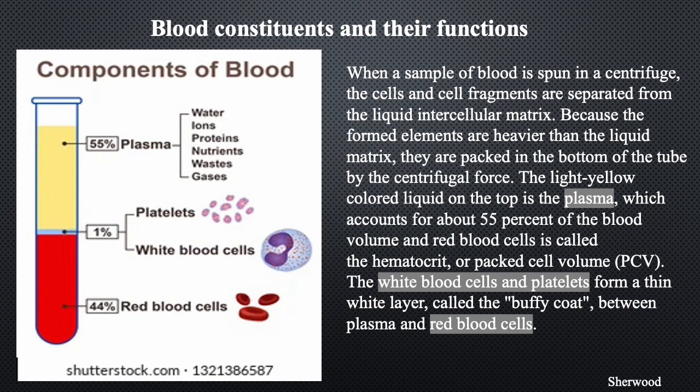So in plasma, one of the constituents is water, which acts as a transport medium and carries heat, while the electrolytes are important in membrane excitability, distribute fluid by osmosis between extracellular fluid and intracellular fluid, and buffer pH changes, while the nutrients, waste gases, and hormones are transported in blood.